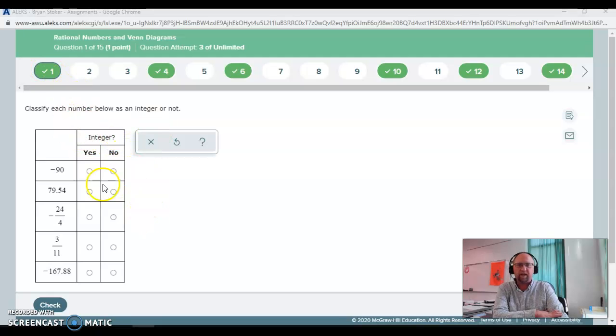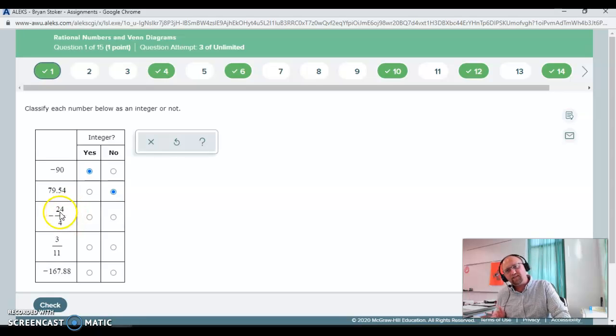Problem 1, you're just looking at integers. It kind of depends on the number. Just remember, if you have to do any math and there are numbers after a decimal point, then it's not an integer. So, negative 90, yeah, that's an integer. It's a negative number, no numbers after a decimal point. 79.54, no. This is negative 24 divided by 4.